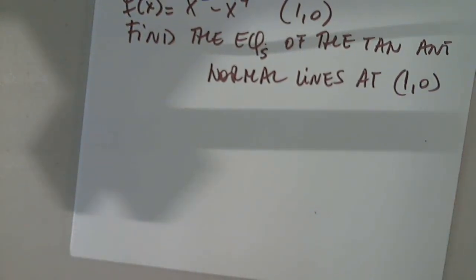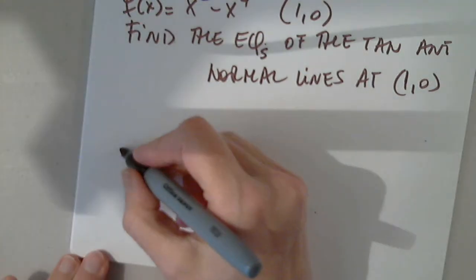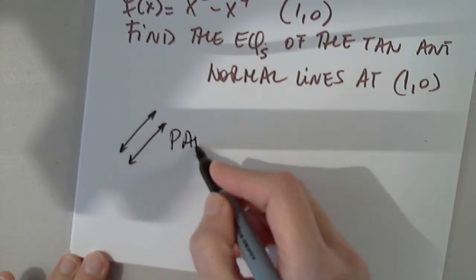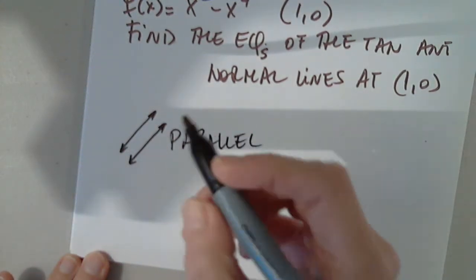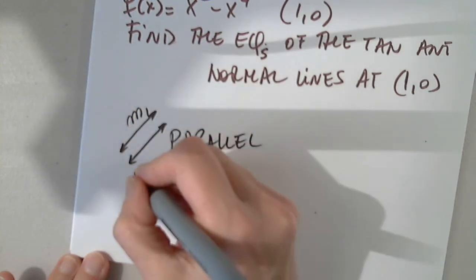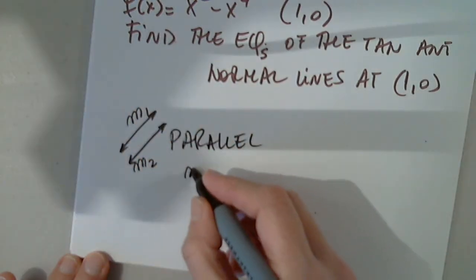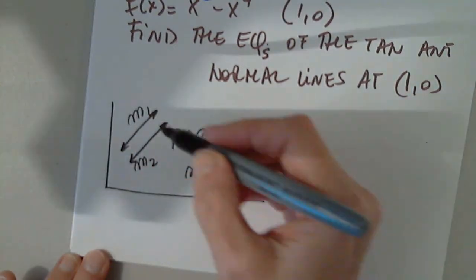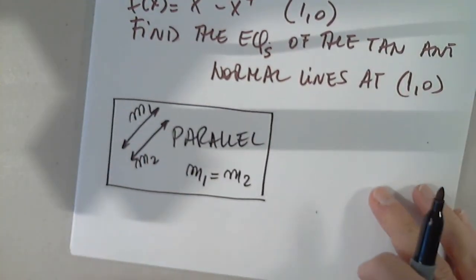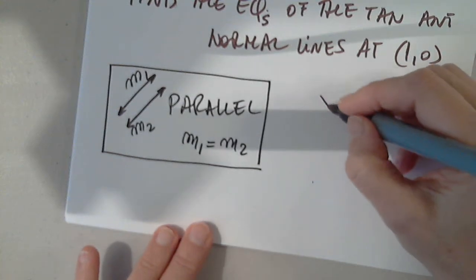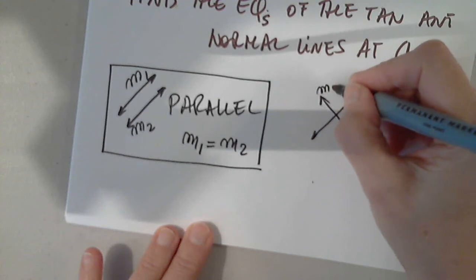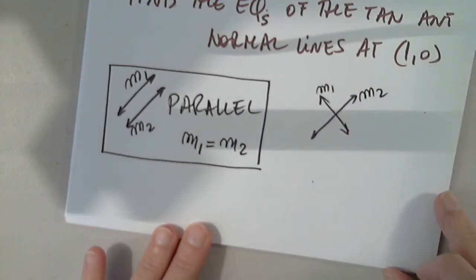Only because I want to refresh your memory on perpendicular lines and parallel lines. These two lines are parallel. This has slope m1 and this has slope m2. Obviously, m1 must be identical with m2 if they are parallel. But if they are perpendicular, let's say this is slope m1 and this is slope m2.